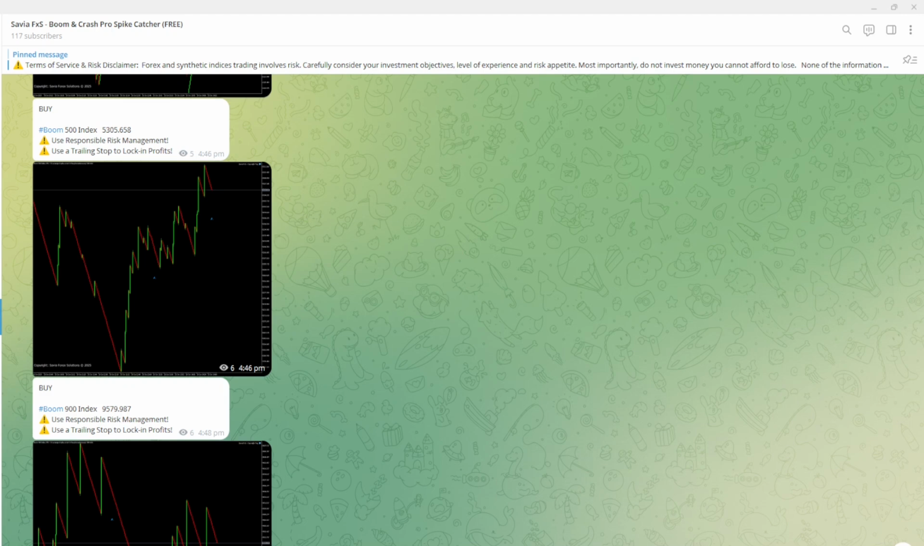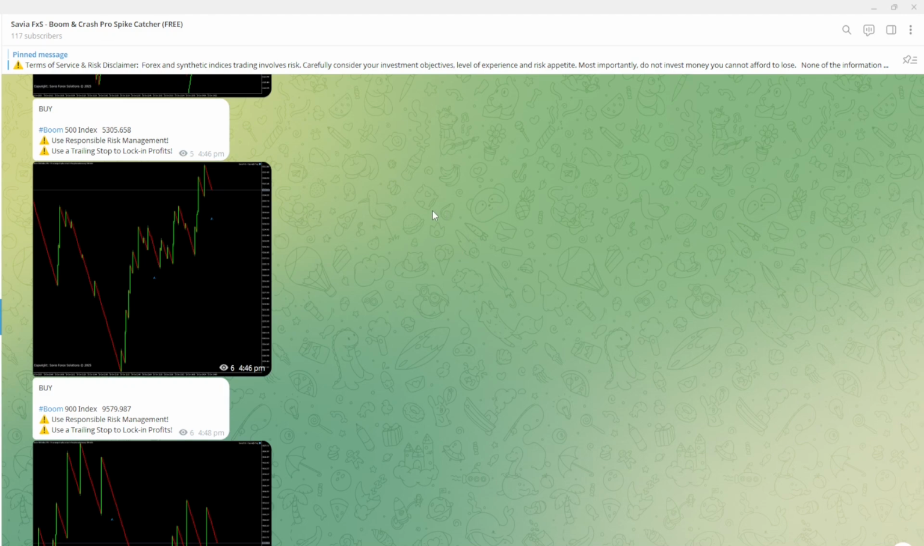So we have 4 different signal groups or channels that are all hosted in Telegram. Firstly, the boom and crash spike catcher channel. We have the boom and crash trend follower channel, which I'll explain shortly. And we have the Forex Pro Signals channel, and we have the Volatility Index or Volatility Pro Signals channel. Now starting from the top, that is the boom and crash spike catcher channel or group.